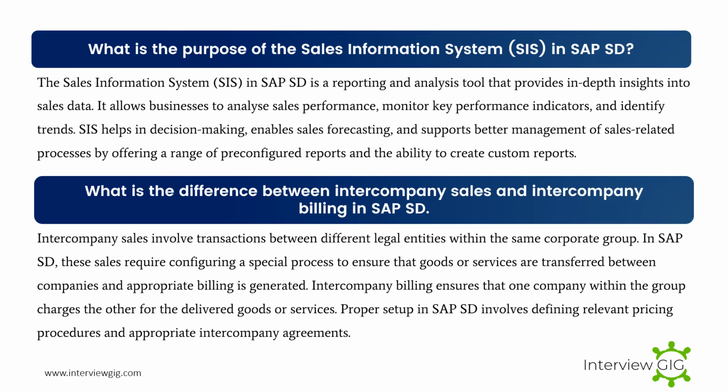What is the purpose of the SIS in SAP SD? The Sales Information System, SIS, in SAP SD is a reporting and analysis tool that provides in-depth insights into sales data. It allows businesses to analyze sales performance, monitor key performance indicators, and identify trends. SIS helps in decision-making, enables sales forecasting, and supports better management of sales-related processes by offering a range of pre-configured reports and the ability to create custom reports.